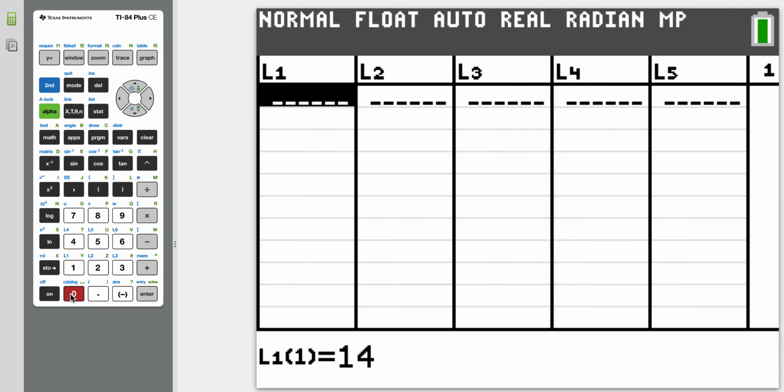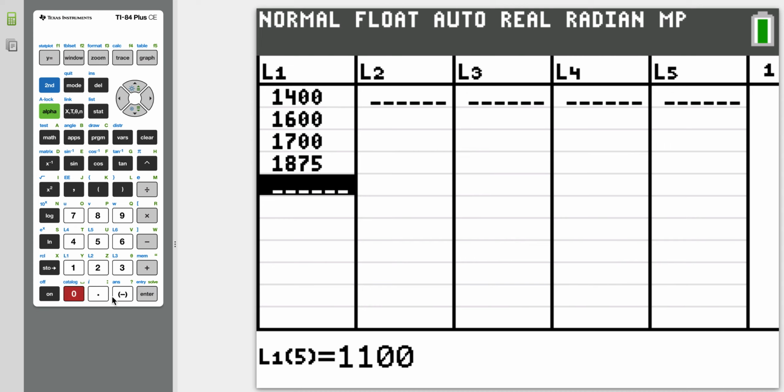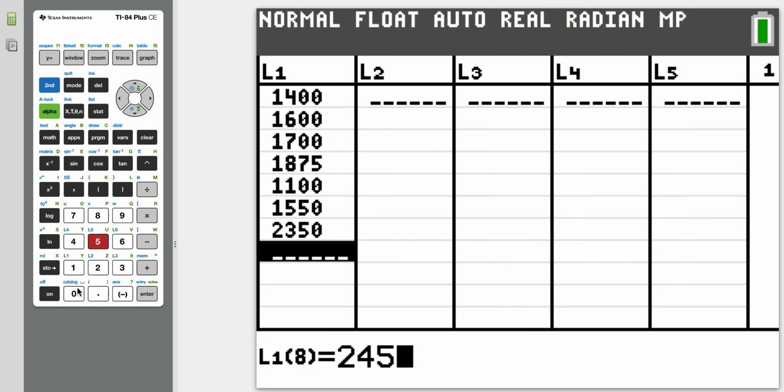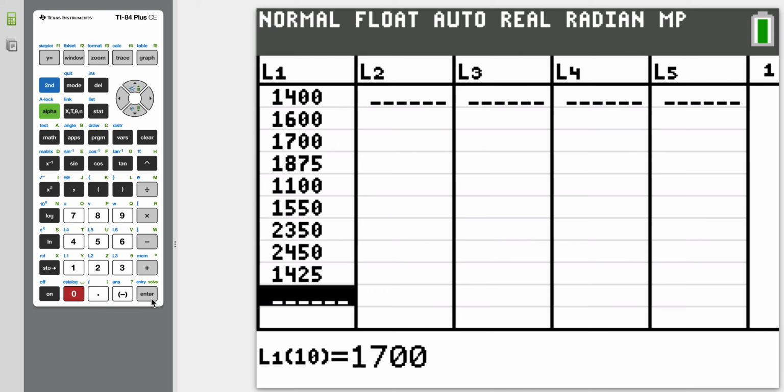So I'm going to put in the 1400, the 1600, 1700, 1875. These are all square footages of different houses. And then we're going to put in their corresponding values. 50, 2350, 2450. So I'm putting in all this data, 1425 and 1700. If you already have all this in, you can skip this part of the video.